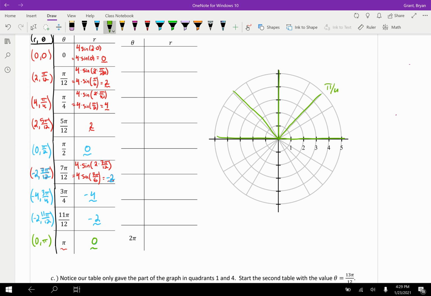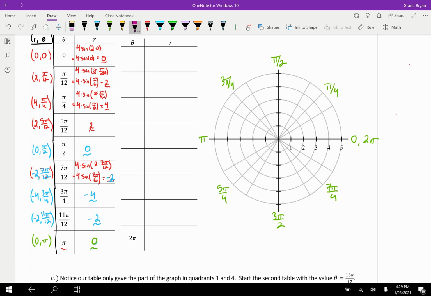1 pi over 4, 2 pi over 4, but that reduces to pi over 2, 3 pi over 4, and then 4 pi over 4 is just pi. We could also call this one 0, and then we continue through to the rest of these, right? 5 pi over 4, 6 pi over 4 is 3 pi over 2, 7 pi over 4, and then 8 pi over 4, which is the same as 2 pi. I'll put a comma there so we know that they're both accurate. All right, what comes next?